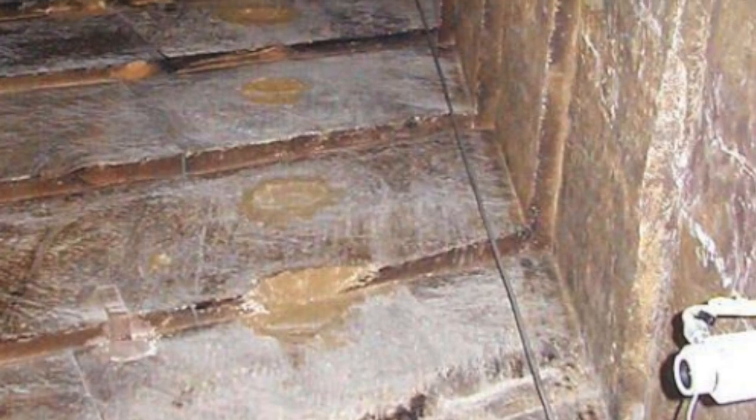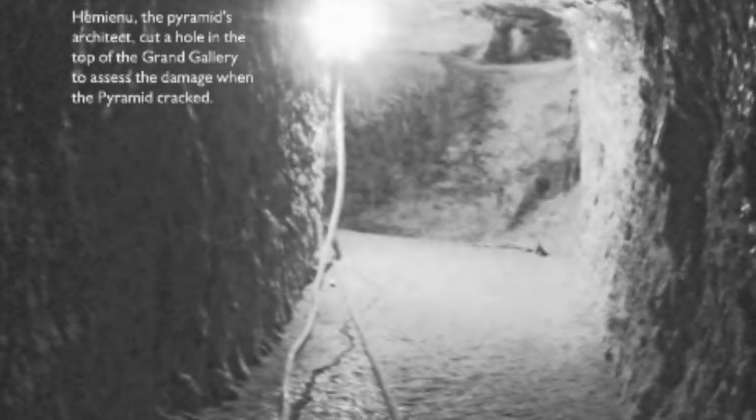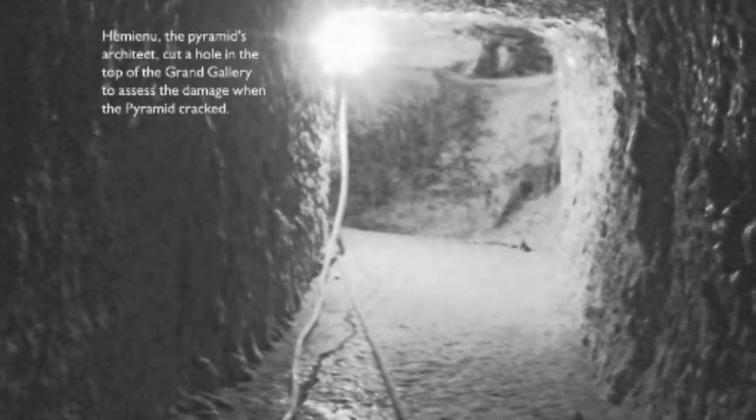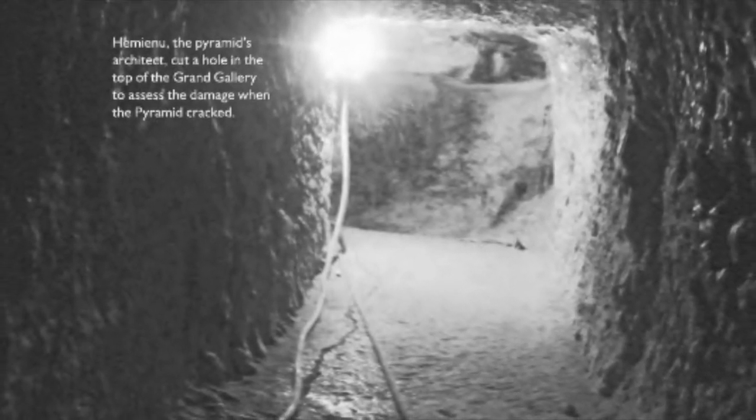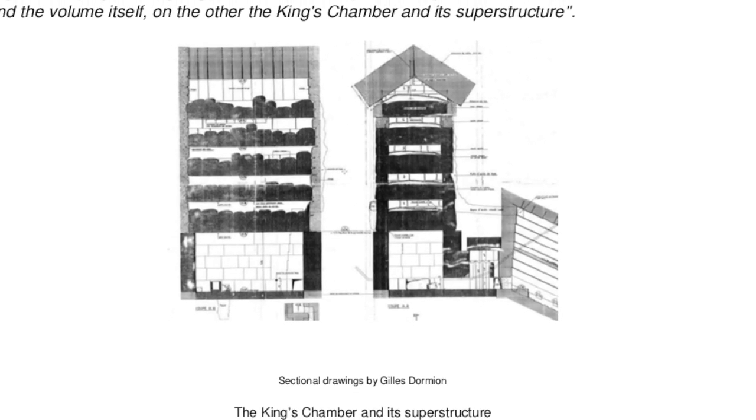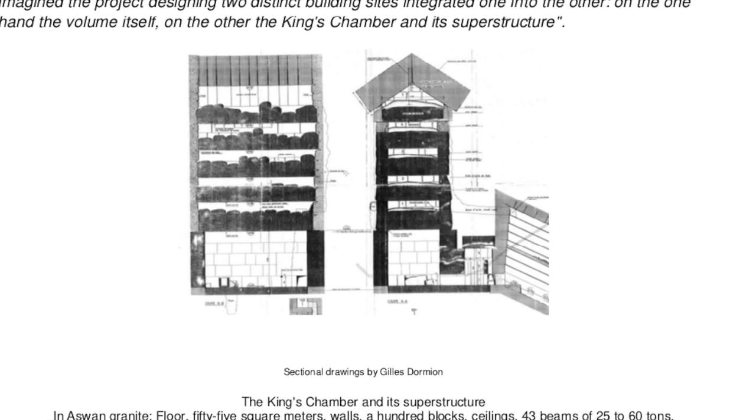It is at this point in the timeline that Brier proposes the tunnel connecting the Grand Gallery to the first chamber of the relieving chambers above the King's Chamber was excavated. This tunnel was dug out by brave souls. There could be no knowing what kind of damage lay beyond, or whether the whole thing was going to come down on them at any second.